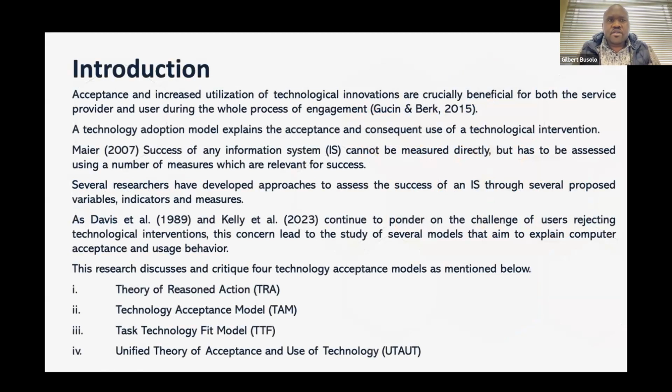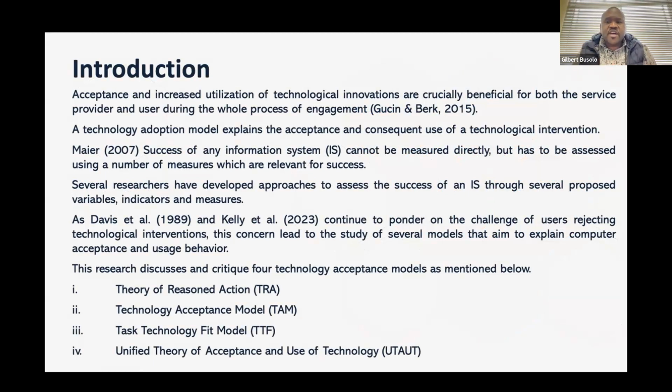There is a lot of need and a lot of focus on technology implementation, and the acceptance process of implementing a technological intervention is very key. So the technology models basically explain or try to demystify the acceptance process when an implementation is being onboarded.